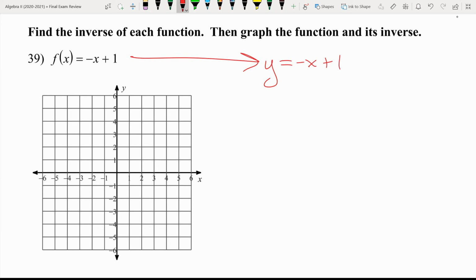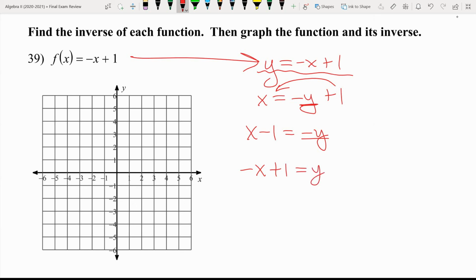Then you swap the x and y in this. So you put the x here, you put the y where the x was, and then you want to solve for y. So that means I'm going to bring this 1 to the other side. x minus 1 equals negative y. Multiply everything by a negative to get rid of the minus sign on the negative. So this turns into negative x plus 1 equals positive y. So that is your inverse of f of x, negative x plus 1.